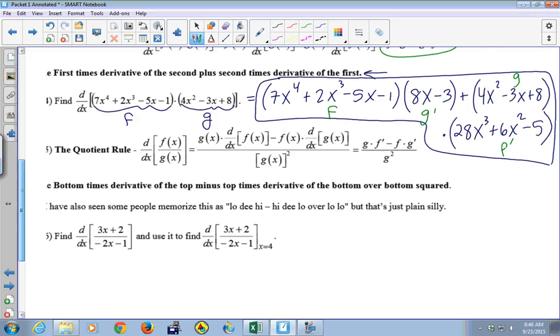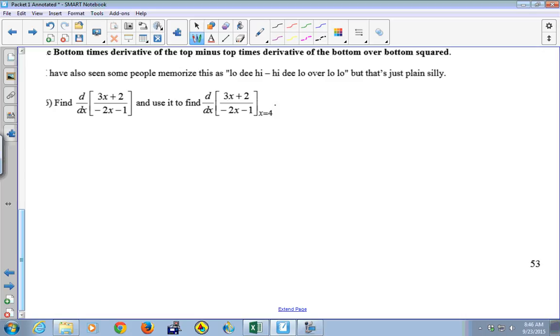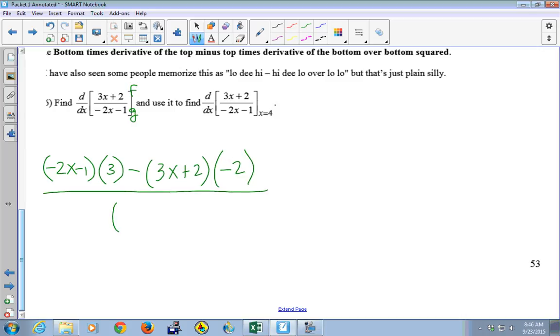Okay, so let's find the derivative of this quotient. This is the one we tried to do at the beginning, and we said if life were easy, the answer would be 3 over negative 2, but it's not. So we're going to call this f and this g, the top and the bottom. And so my derivative is going to be the denominator times the derivative of the numerator, which is 3, minus the numerator times the derivative of the denominator all over the denominator squared.